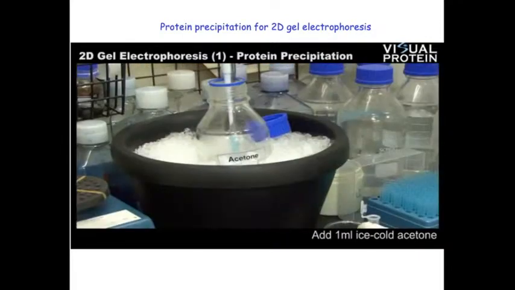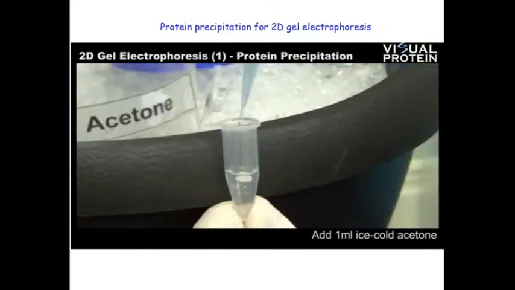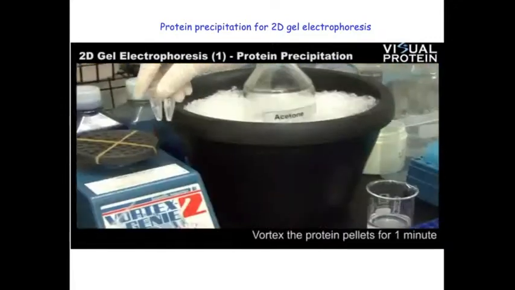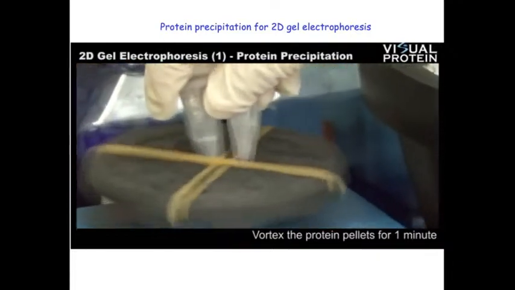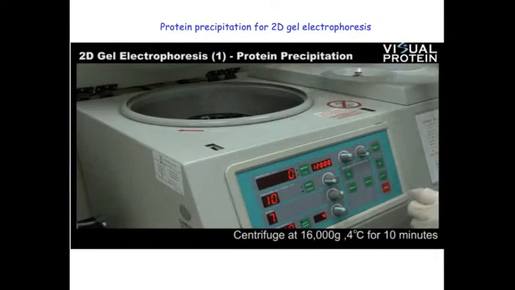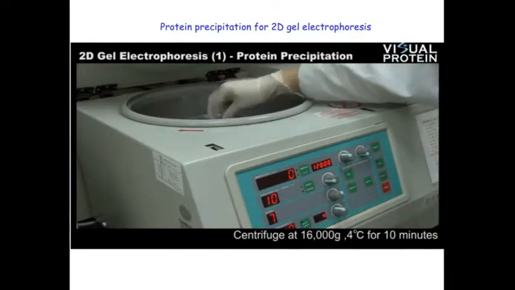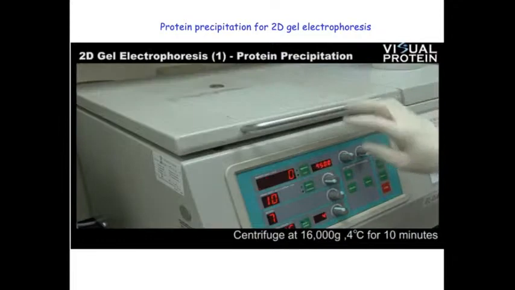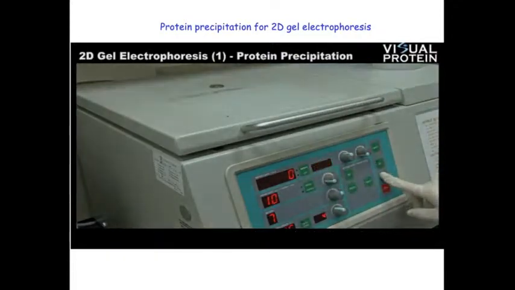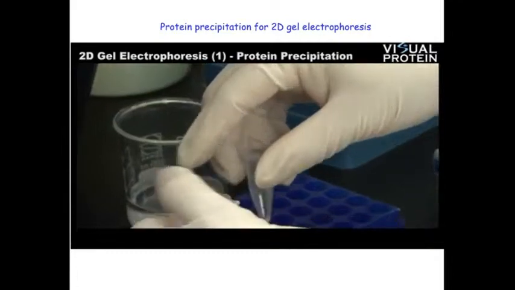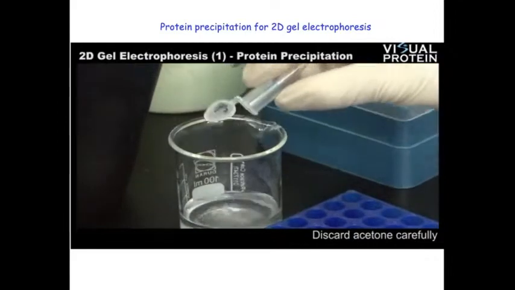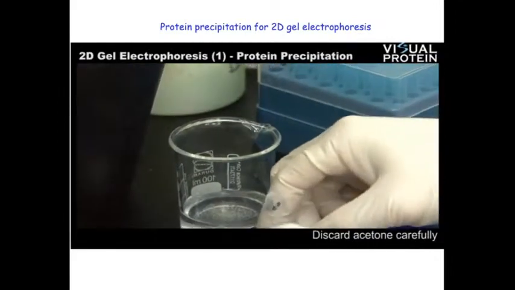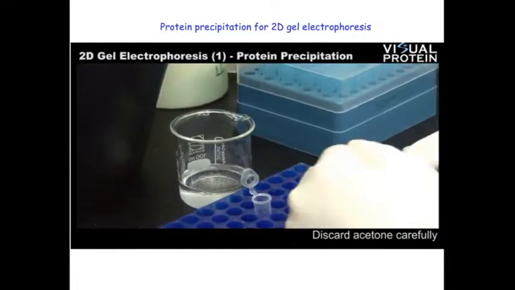Discard it all. Then add 1 ml of ice-cold acetone, and you can see your pellet, your protein being precipitated there. Then vortex the pellet for 1 minute. So bacha, this is the proper protocol. Whenever you do any experiment, you have to go through each step like this. If you make any mistake here and there, your whole experiment will be kaput. Yeah, it's all destroyed. So take care of that when you're doing experiments, and discard the acetone carefully.